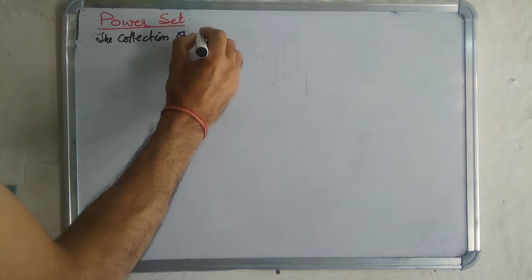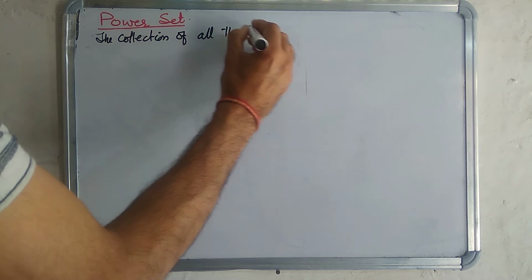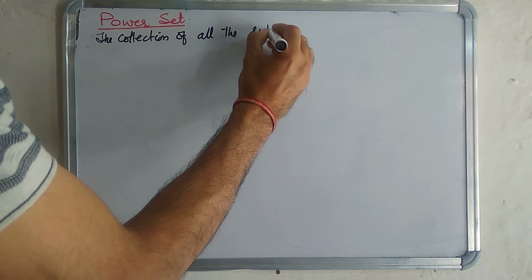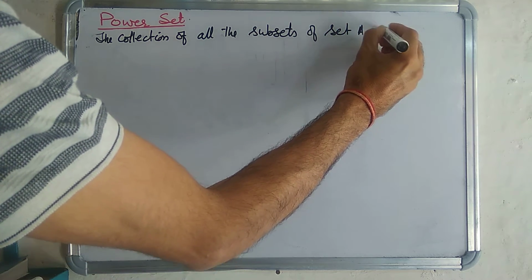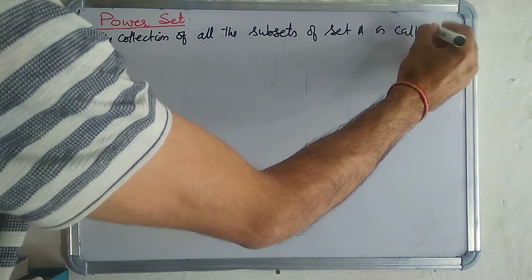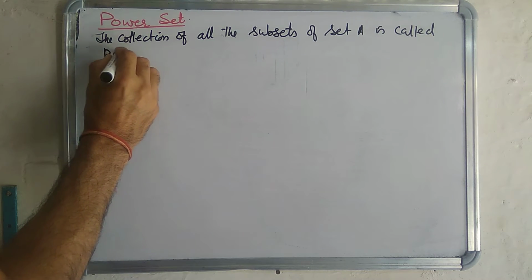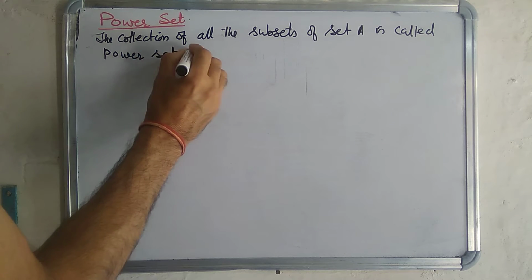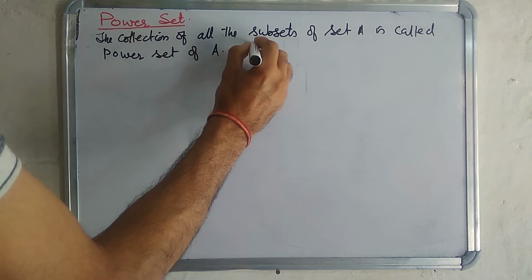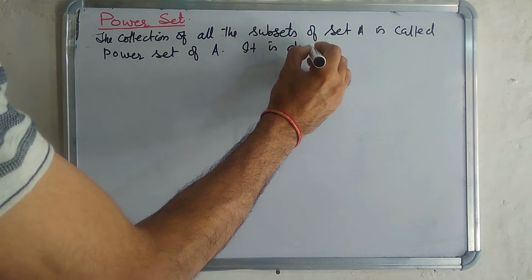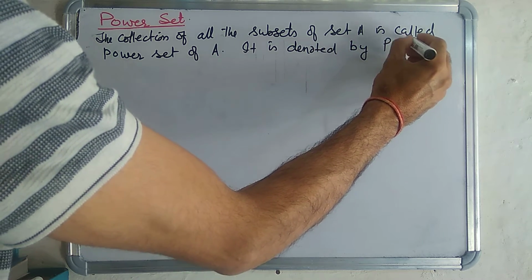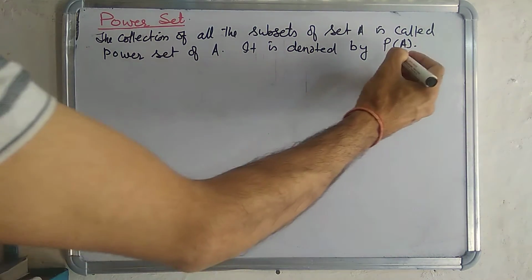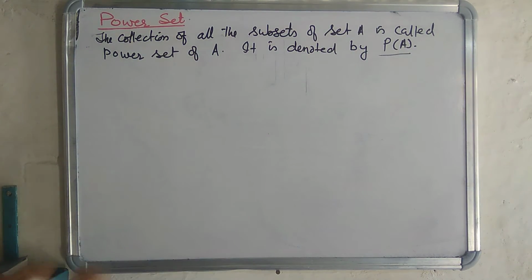of all the subsets of set A is called power set of A. It is denoted by P(A). Power set P(A) has all the subsets of set A.